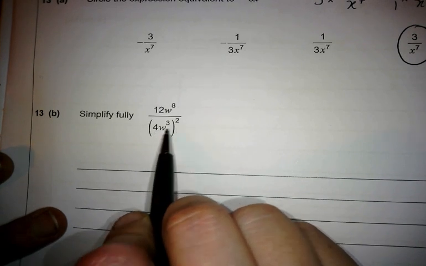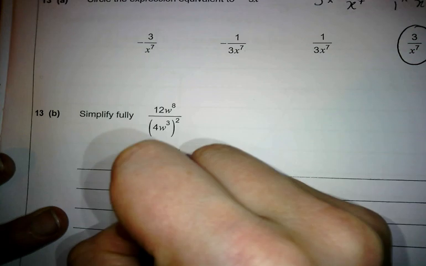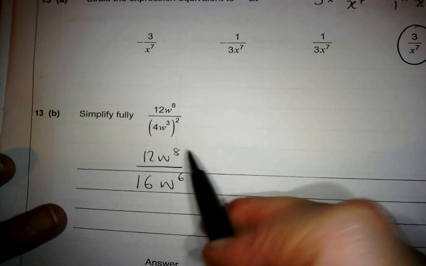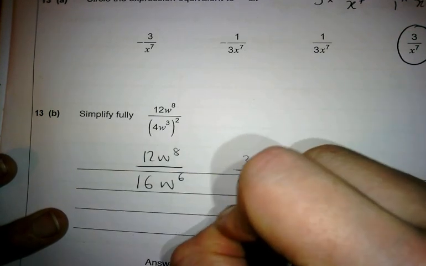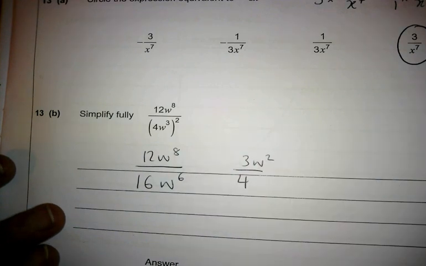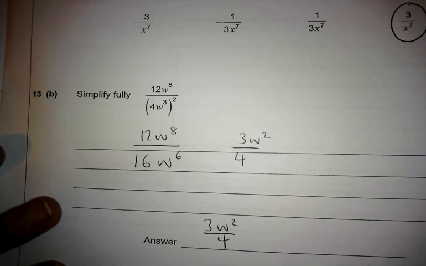B, simplify fully. I'm going to first square that denominator, so I've got 12w to the 8 over 16w to the 6. Now I'm ready to simplify. 12 over 16 I can divide through by 4, becomes 3 over 4. W to the 8 over w to the 6, I'm just going to end up with a w squared in the numerator. So I've got 3w squared all over 4.